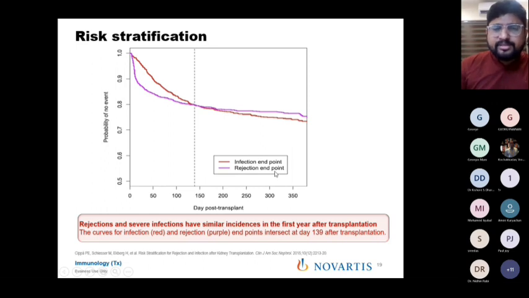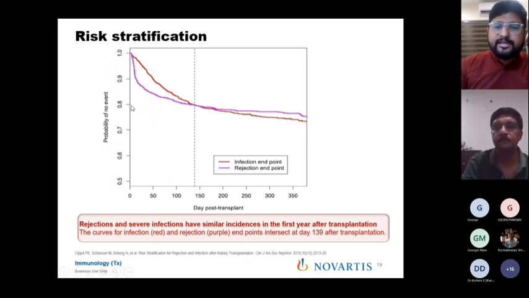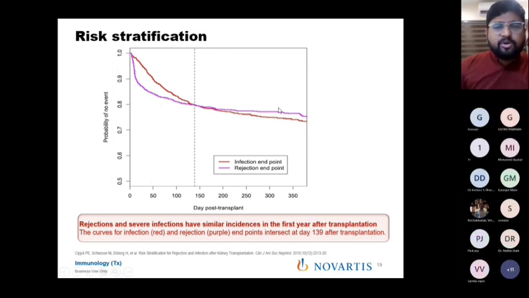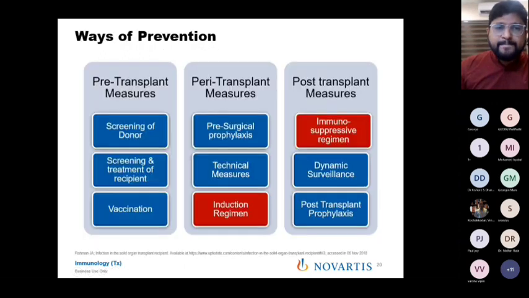So this just implies the point that there's so much connection between the immunosuppression timeline. When we try to decrease it for infection, we land up with rejection at the same time. And that's a course which happens commonly in a transplant patient. So what are the ways of prevention, finally, which is more important for us in today's topic?